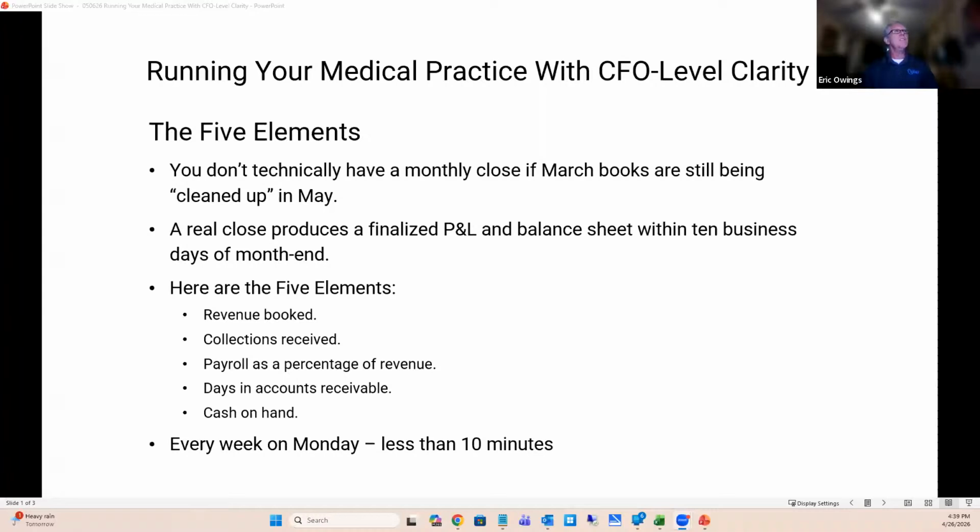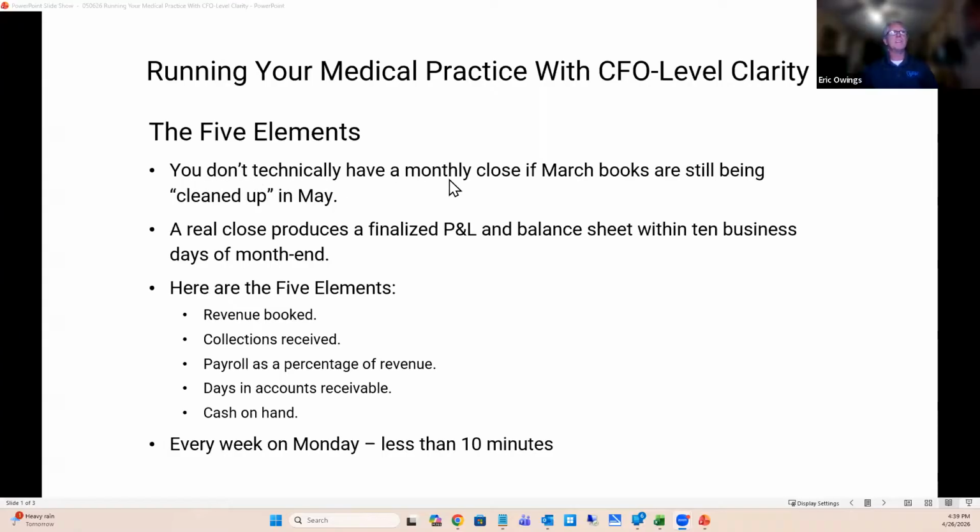This is the second in a four-part series. And the topic for this week is running your medical practice with CFO level clarity. And I'd like to begin here. There are five elements that you can be tracking on a weekly basis. Now, I know that does not include, if you're looking down the slide somewhat, revenue per patient, which is certainly an important number to know at any one point. But first of all, let's get into the top here.